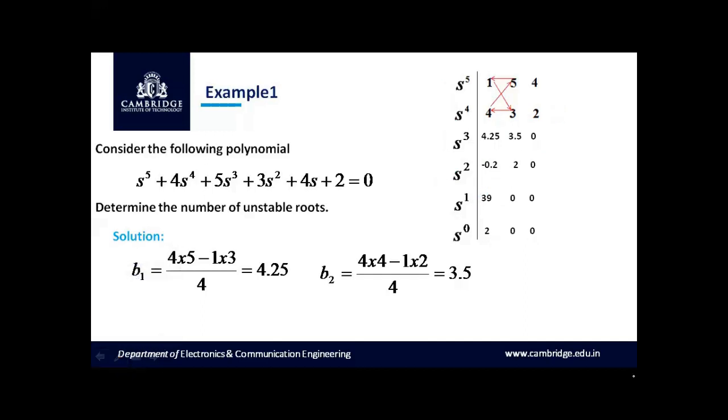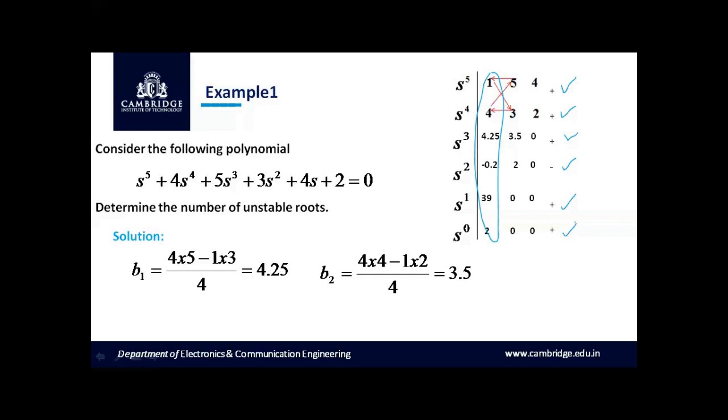Once after completing the Routh array, the next step is to interpret the first column of the Routh array which we have obtained. Now we have to represent the sign of the elements in the first column. Hence, it's plus 1, plus 4, plus 4.25, minus 0.2, plus 39, and plus 2.